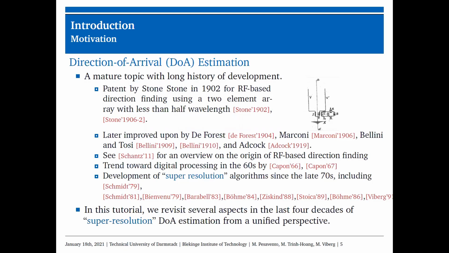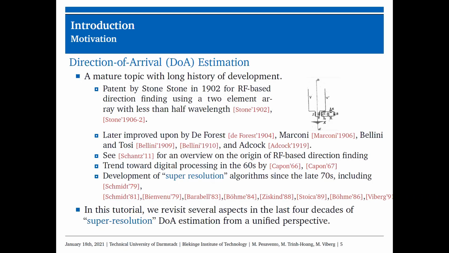Next, let me give a little bit of history. One may trace the origin of direction of arrival estimation to an invention from 1902 by John Stone, an American mathematician, physicist, and inventor. He patented the two-element array as shown in this figure, which could be used to determine the direction of incoming radio frequency signals. And the technique was later improved by several researchers and inventors, including Marconi.